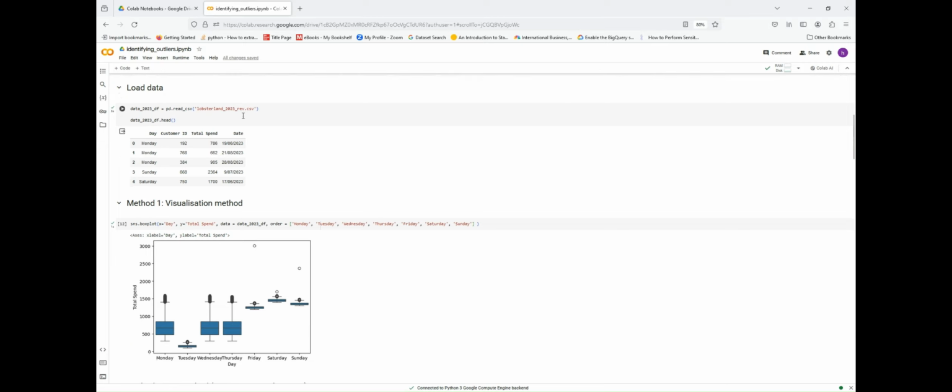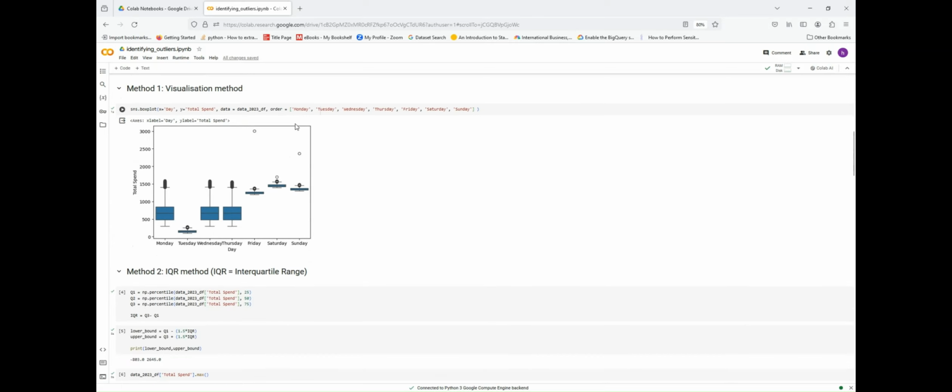The first thing we do is to load our data set into the environment. In this case, we have a data set from Lobster Land 2023. In this data set, each row represents the amount of money a customer spent at Lobster Land in a day. So if we were to use a box plot to identify outliers, this is how we would do it, by calling upon Python seaborn. And so then the next question is, how do we interpret this chart over here?